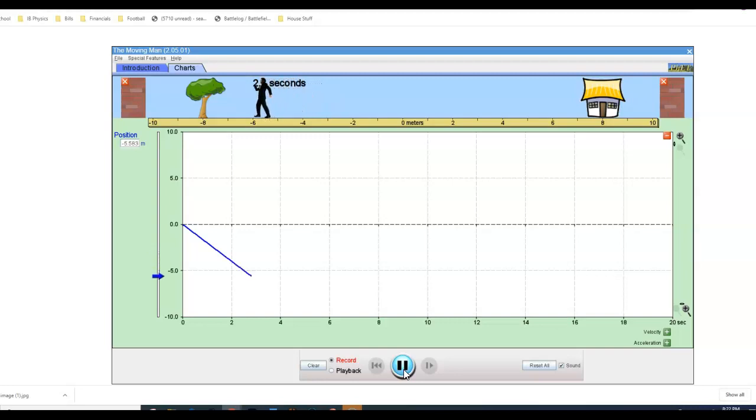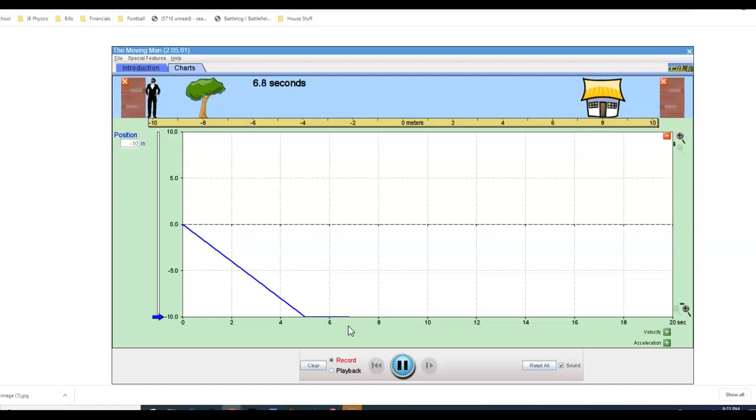Notice he's moving to the left. Looking at his position time graph, notice two things. Number one, his position is decreasing, because he's moving to the left. That means this graph has a negative slope because it's going down. And also notice that the shape is a line. This is a linear graph right here. Now when he hits the wall, he's going to stop, and watch what happens after he stops.